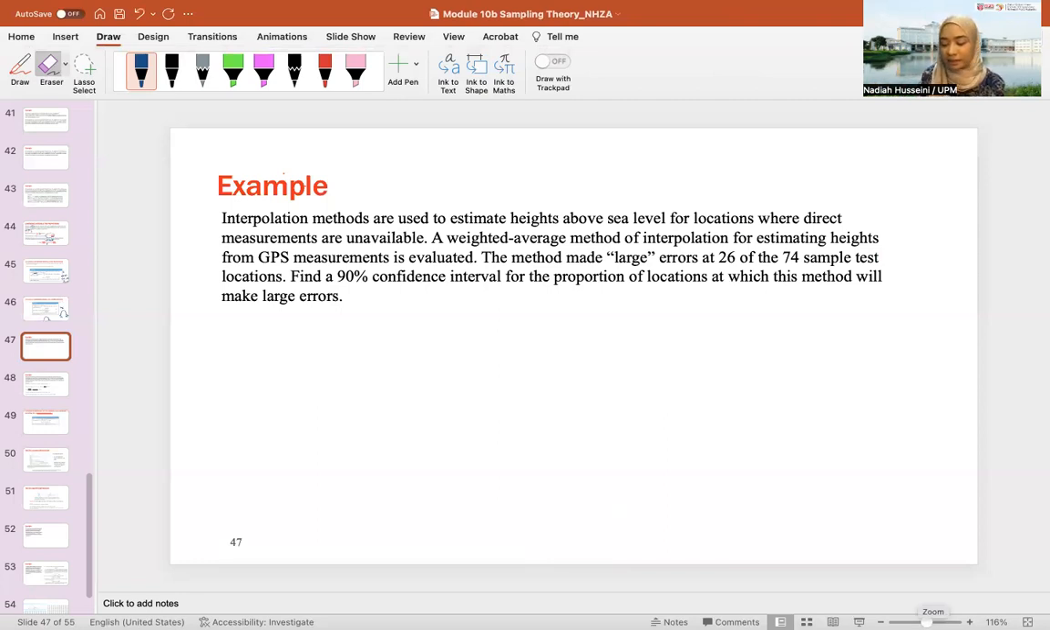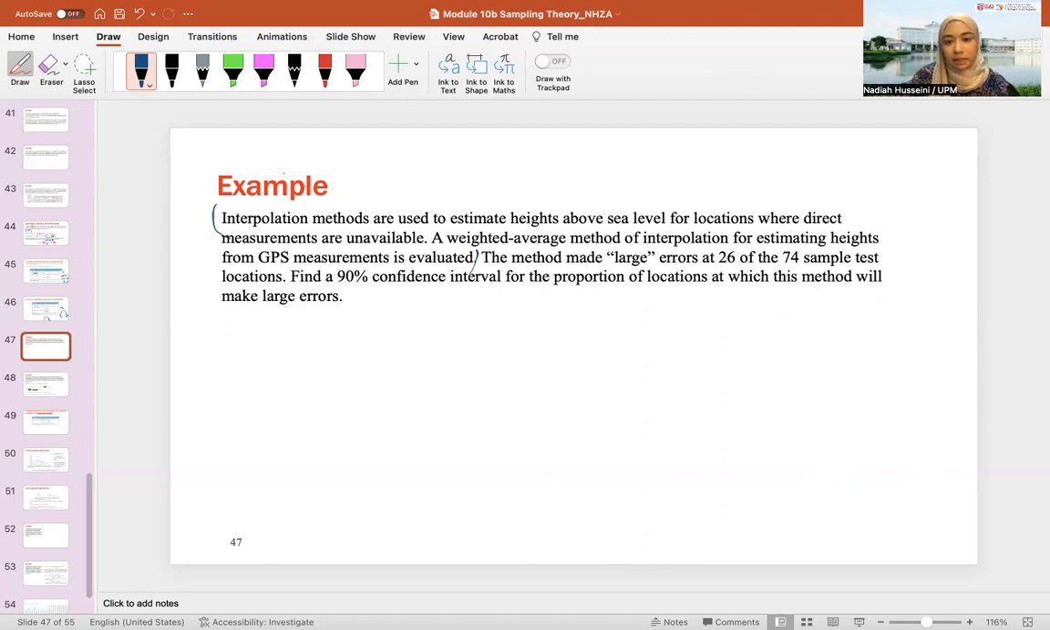Let's do this example and take our break. Interpolation methods are used to estimate heights above sea level for locations where direct measurements are unavailable. Basically, they're just giving you an intro about this problem. A weighted average method of interpolation for estimating heights from GPS measurements is evaluated. These are all engineering stuff.